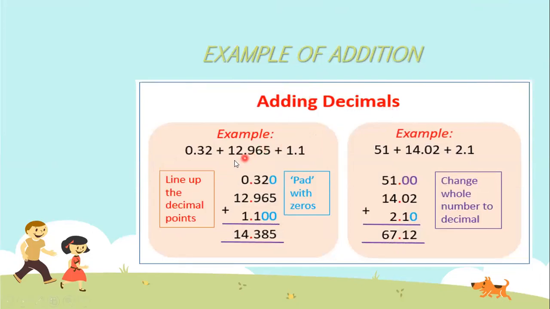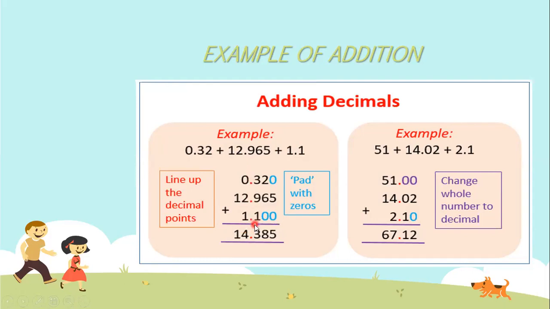Adding decimals: 0.32 plus 12.965 plus 1.1. Here, if you see, these are all unlike decimals. So how do you arrange this? Here there are 2 decimal places, here 3 decimal places, and here only 1. Now all these 3 you have to change to like decimals. For 0.32, you have to put one more 0 to become like decimals. Next is 12.965. Here 12 means the ones place and tens place, so you write it this side: 12.965. Next 1.1 becomes 1.100. These all we changed into like decimals.